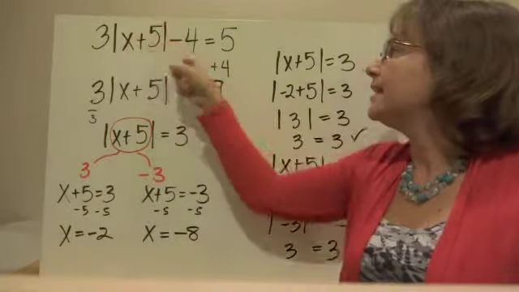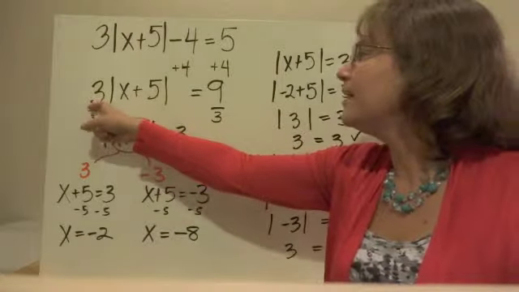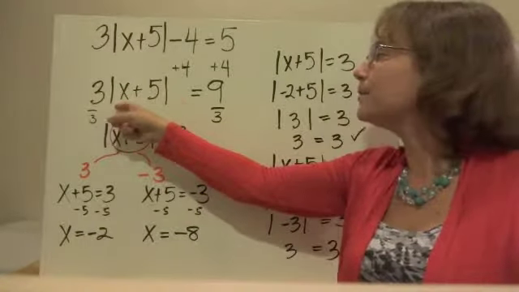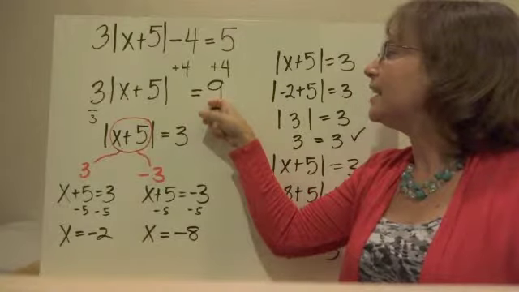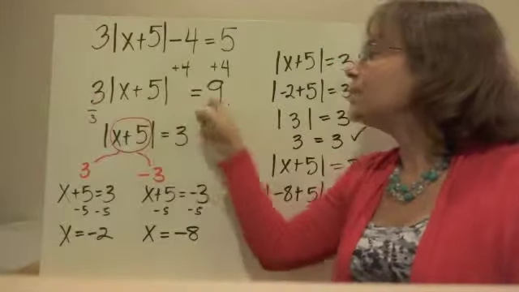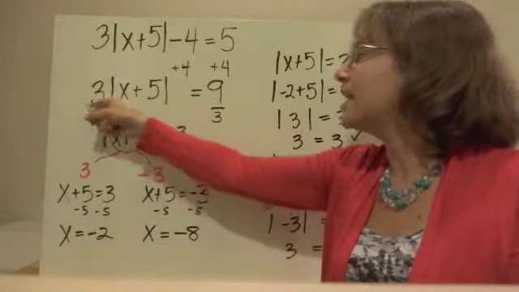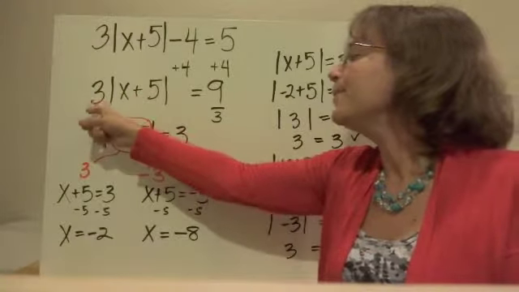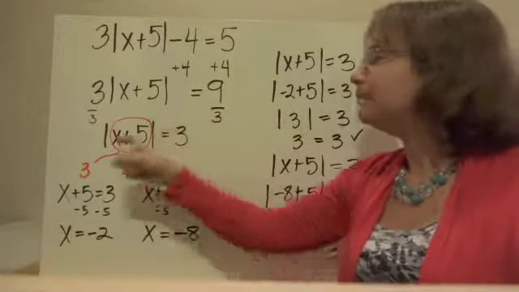We're trying to isolate this. So add a 4 to both sides, and we have 3 times the absolute value of x plus 5 equals 9. Now we're going to divide both sides by 3. This 3 is not inside my absolute value sign there. Divide by 3, divide by 3.